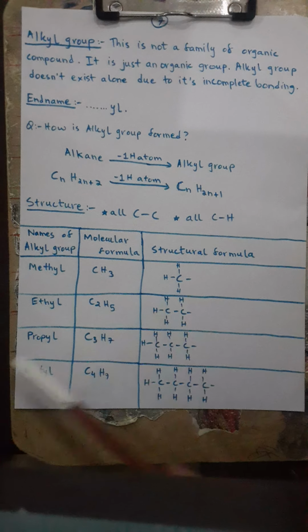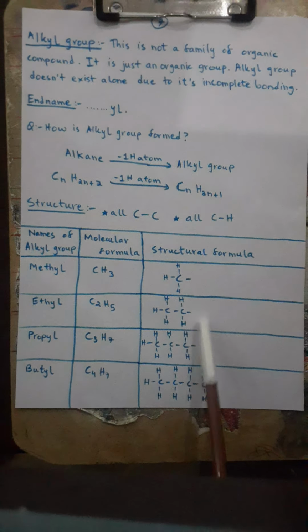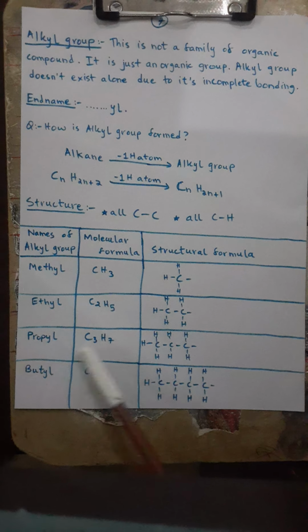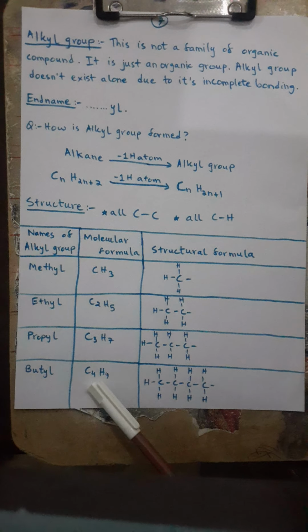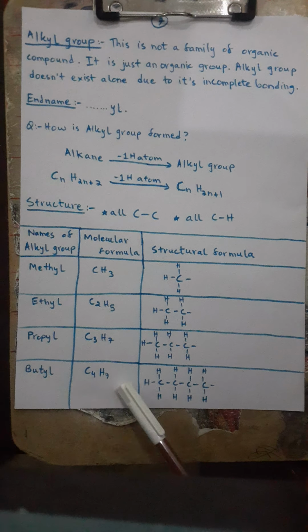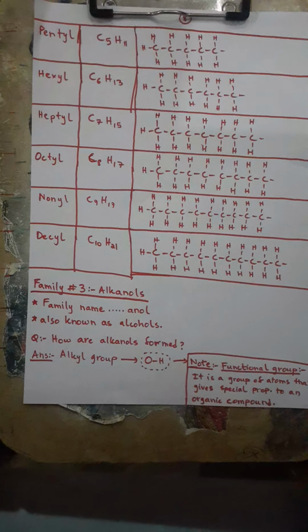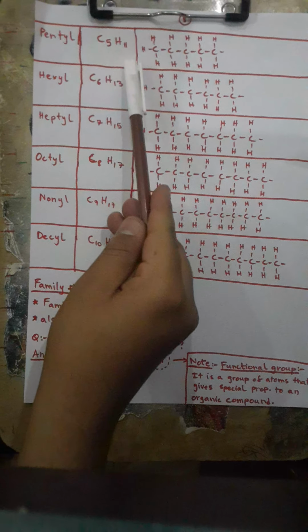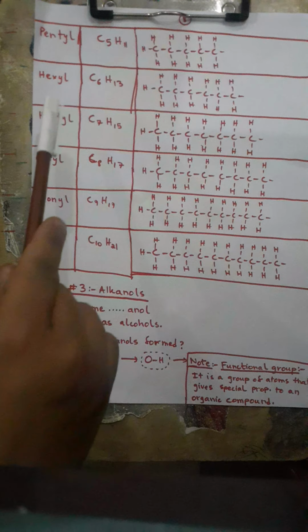Ethyl C2H5, it's also incomplete bonding. Propyl C3H7, you can see here incomplete bonding. In all these there is incomplete bonding. Butyl C4H9, C4, 4 twos are 8 plus 1, so H9, C4H9 butyl. And now pentyl C5H11, here is the structure, incomplete bonding in the end, you can see.